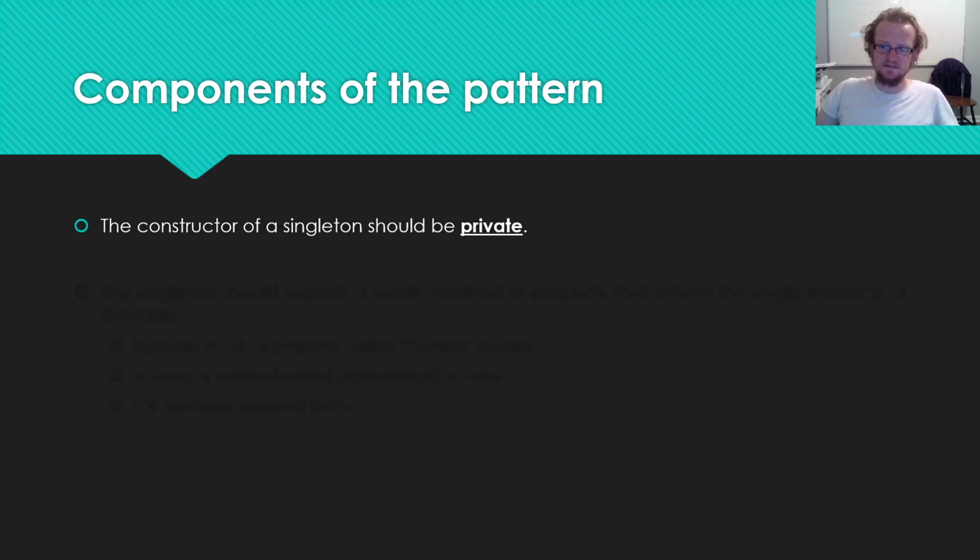The components of the pattern. So we talked about how constructors are really just kind of special methods, and the constructor basically just returns an instance of the object that it is, well, constructing. So for a singleton, your constructor obviously needs to be private. The reason it needs to be private is because you don't want external code creating multiple instances of the singleton. You want the singleton to manage its own instantiation.